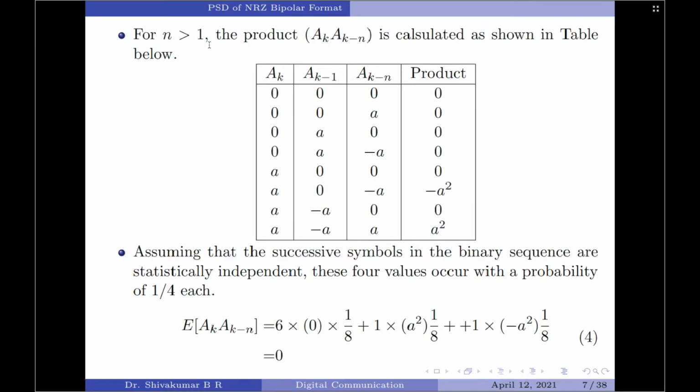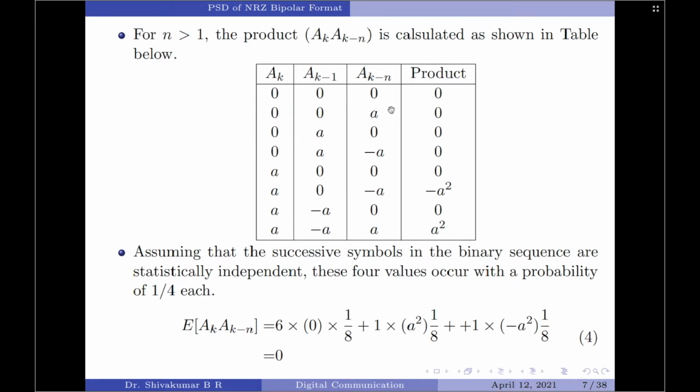Now for n greater than 1, the obvious choice for the product a_k and a_(k-n) will have a minimum at a_k and a_(k-2). So since I have a_(k-2) considered, I have to consider a_(k-1) value as well. Therefore, now we will have a 3-bit combination table starting from 0 0 0 till 1 1 1.